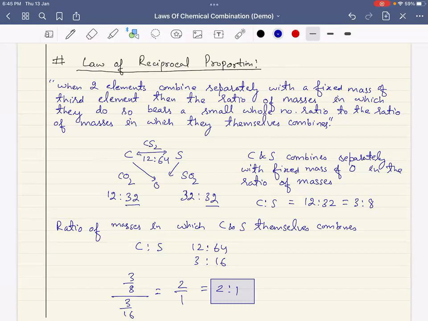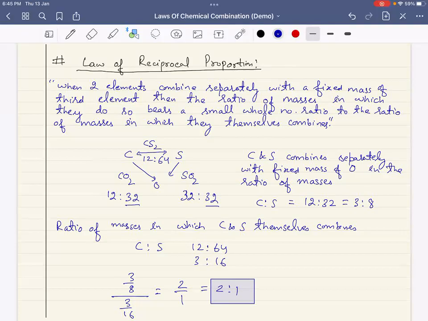So if in a question it is given that there are 3 elements, then we will say that it is the law of reciprocal proportion. If there are 2 elements given, then we will say it is the law of multiple proportion. So this is how you can differentiate between the law of reciprocal proportion and the law of multiple proportion.